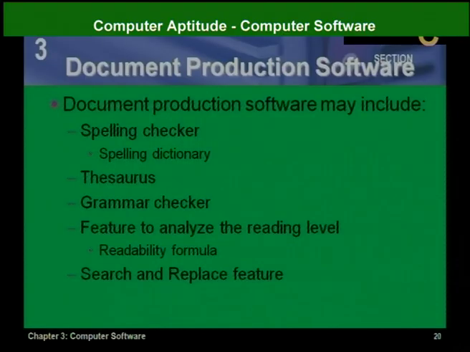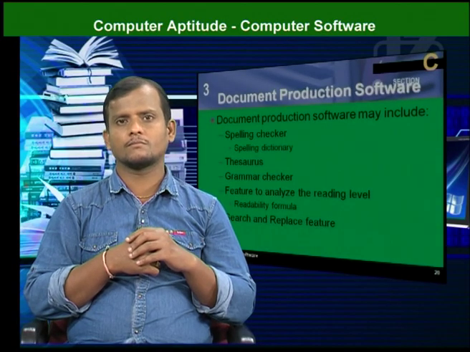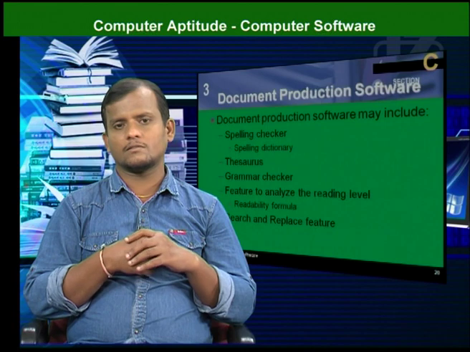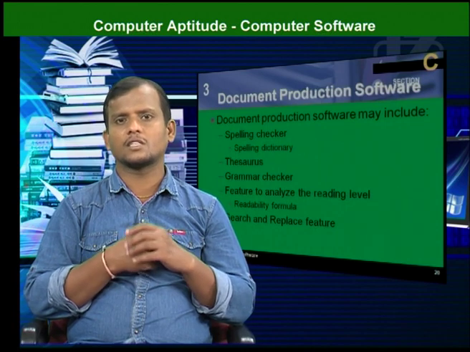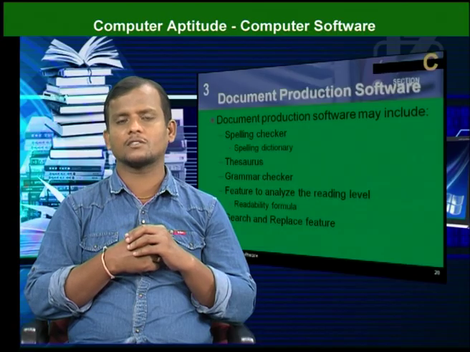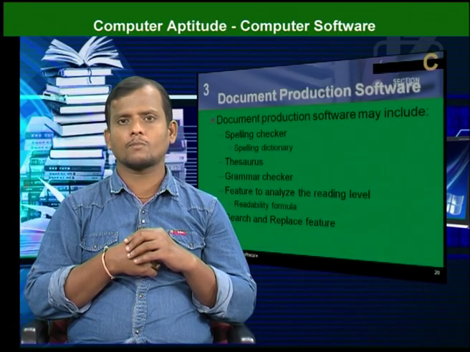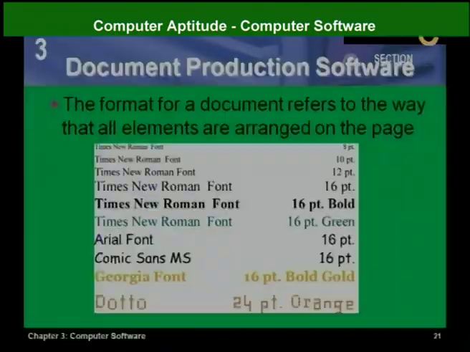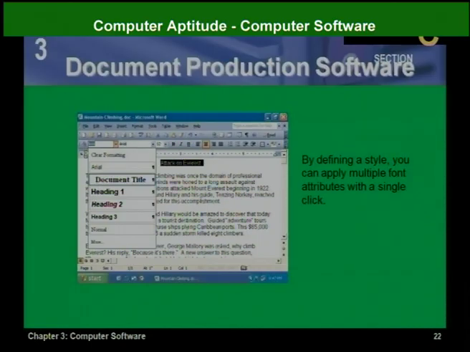If you type something wrong, it suggests the spelling. That is done by one of the software features. If you type something, there might be a correction in the grammar. It highlights in one color. And reading level, a feature to analyze reading level. Search and replace features: you can search something and you can replace something. So these are all features of document production software. Not much to see in the slides, there's not much explanation. You can open a Word document and see that.